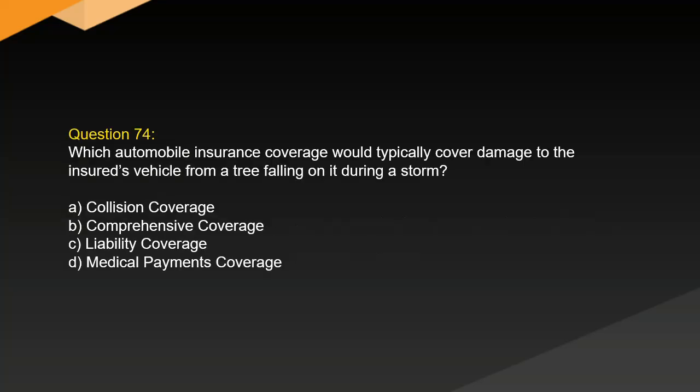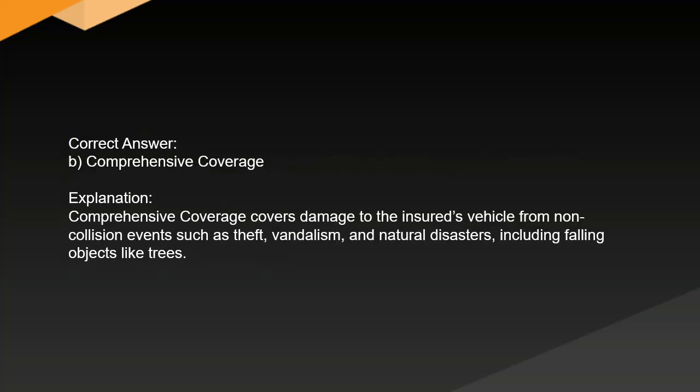Question 74. Which automobile insurance coverage would typically cover damage to the insured's vehicle from a tree falling on it during a storm? A. Collision coverage. B. Comprehensive coverage. C. Liability coverage. D. Medical payments coverage. Correct answer: B. Comprehensive coverage. Explanation: Comprehensive coverage covers damage to the insured's vehicle from non-collision events such as theft, vandalism, and natural disasters, including falling objects like trees.